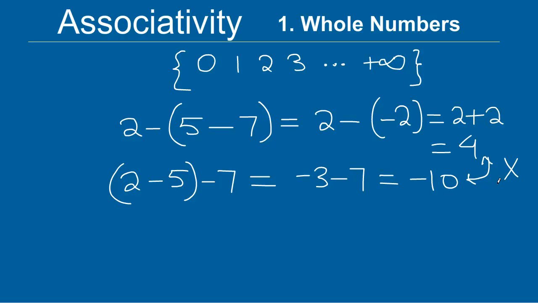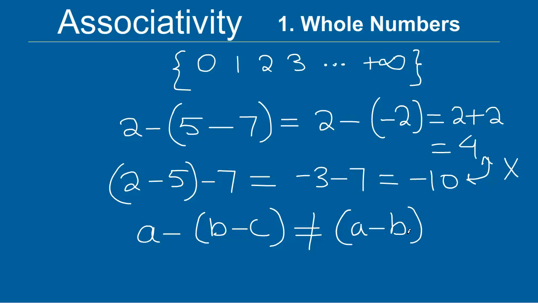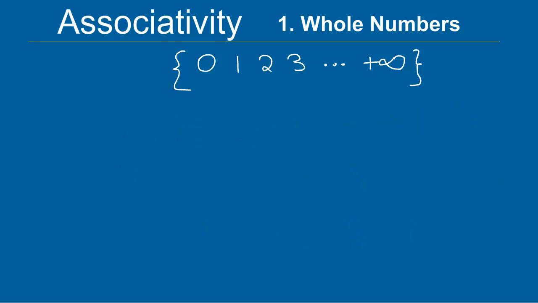They are not equal. So we see that for whole numbers, if we do for subtraction A minus within bracket B minus C, we notice that this is actually not equal to within bracket A minus B, bracket close, minus C. This is not true. So we say that for subtraction, for whole numbers, it is not associative. Let's continue with now multiplication.